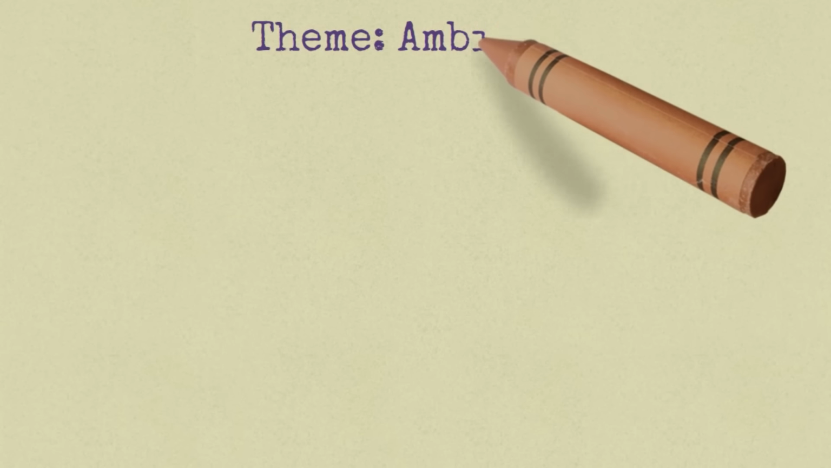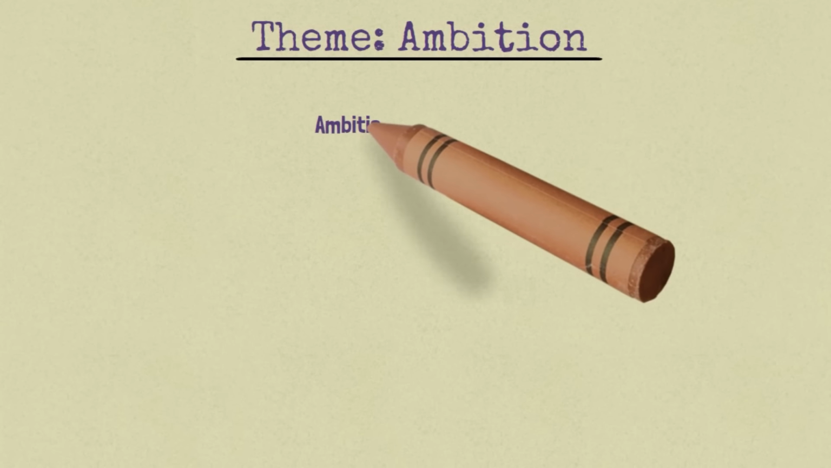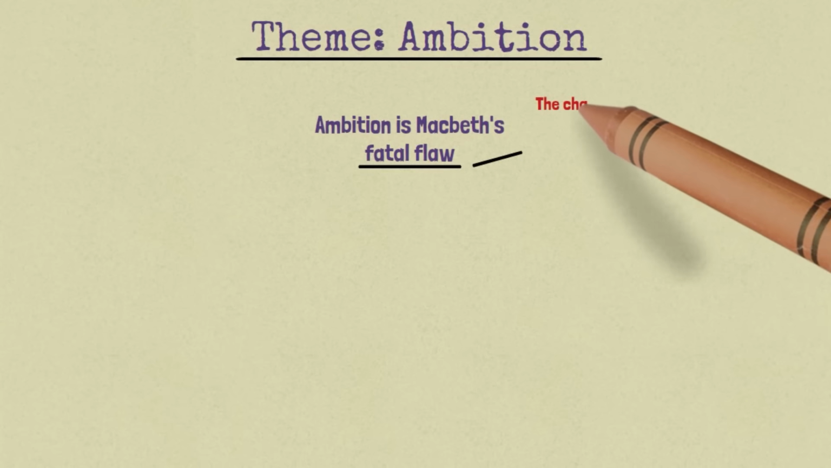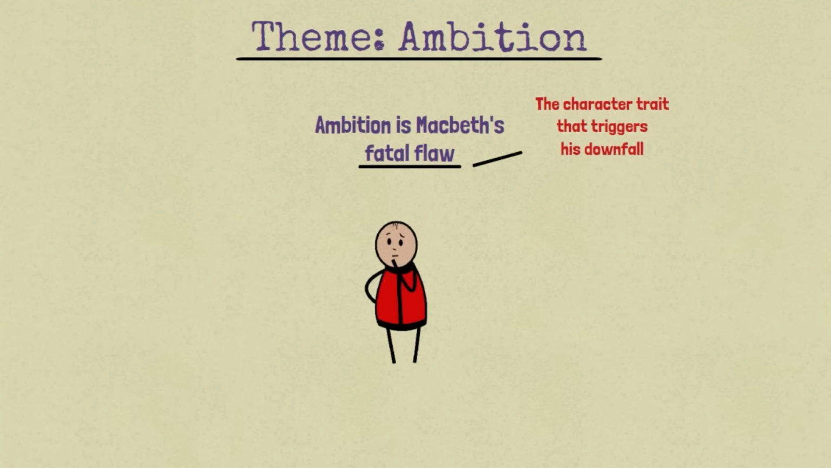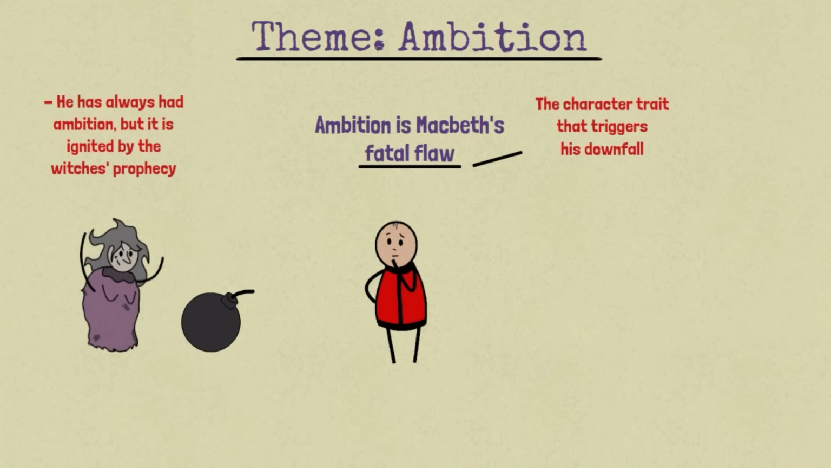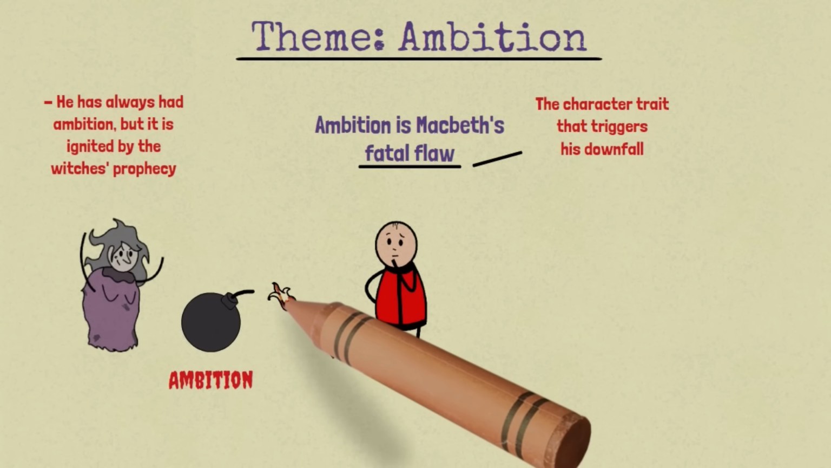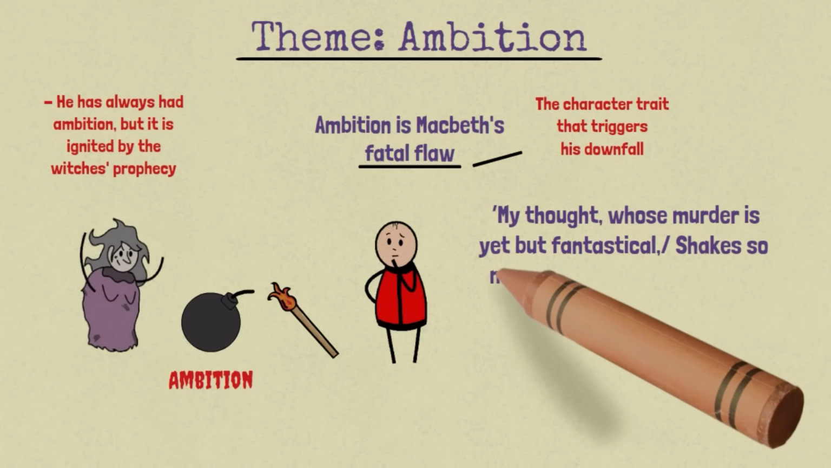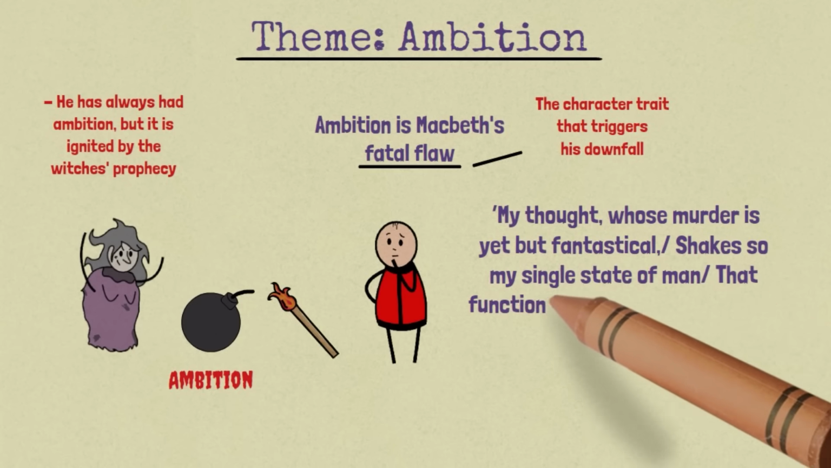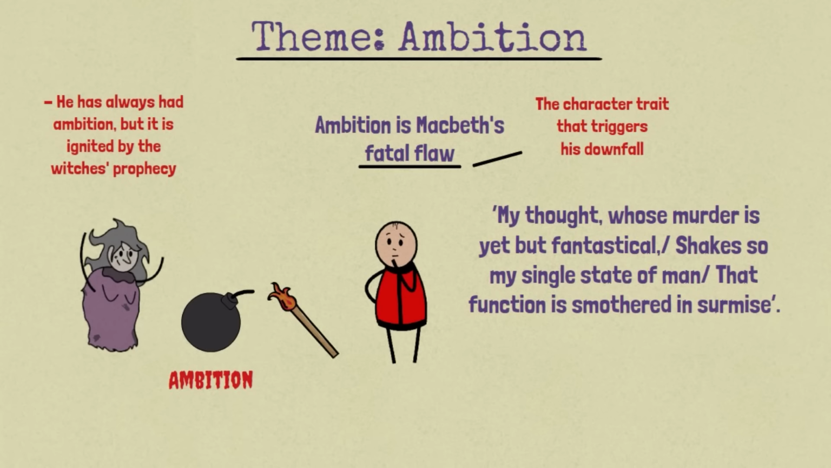This theme is particularly important in Macbeth because it also happens to be his fatal flaw, or the character trait which leads to his downfall. He has had ambition from the start, but it is ignited by the witch's promise that he will sit on the throne. He says, "My thought, whose murder is yet but fantastical, shakes so my single state of man that function is smothered in surmise."